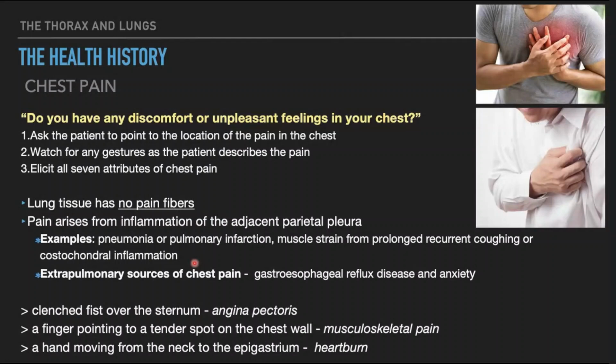A clenched fist over the sternum would describe angina pectoris, which is common in heart attack or myocardial infarction. A finger pointing to a tender spot on the chest wall, so a more localized area of pain, would usually be secondary to musculoskeletal pain, while a hand moving from the neck to the epigastrium would signal a probable reflux of acid. It's described as heartburn and usually common in GERD patients.